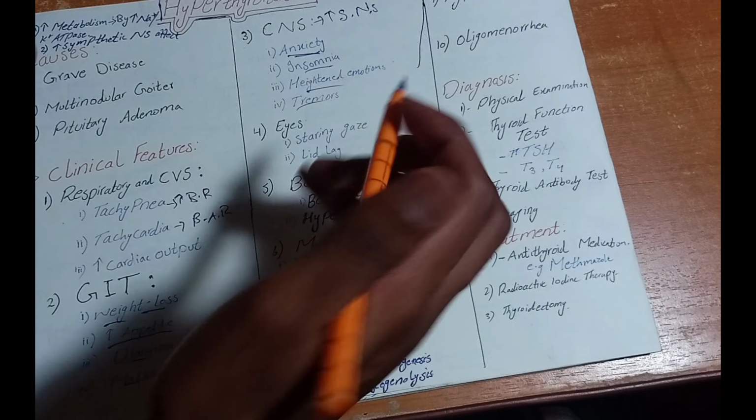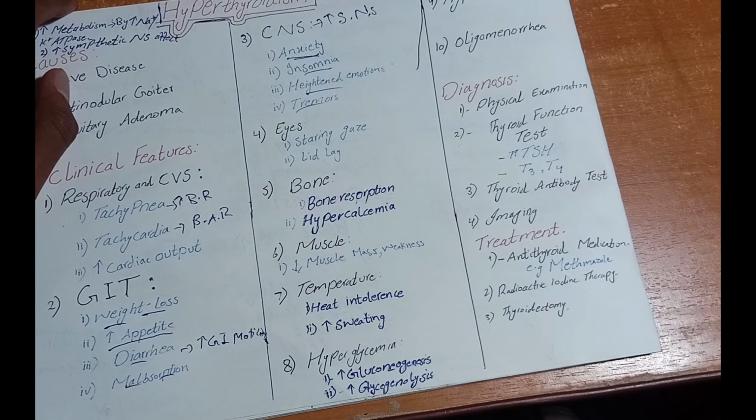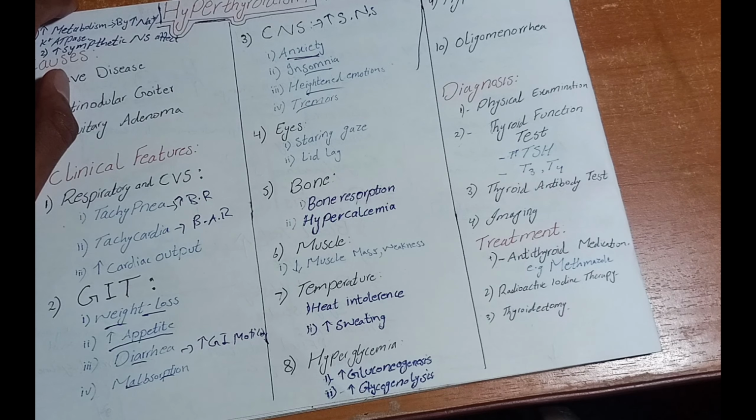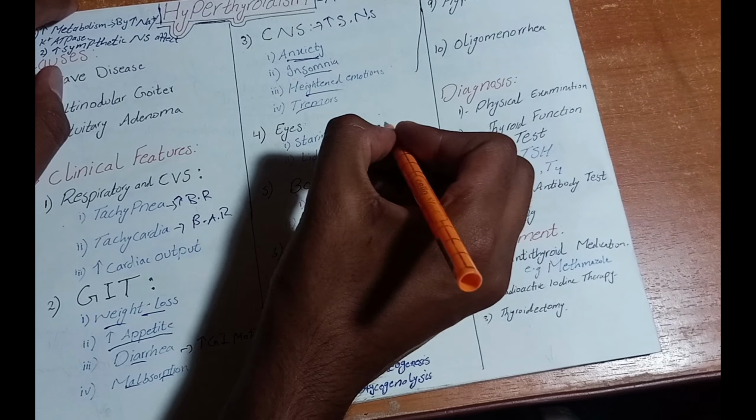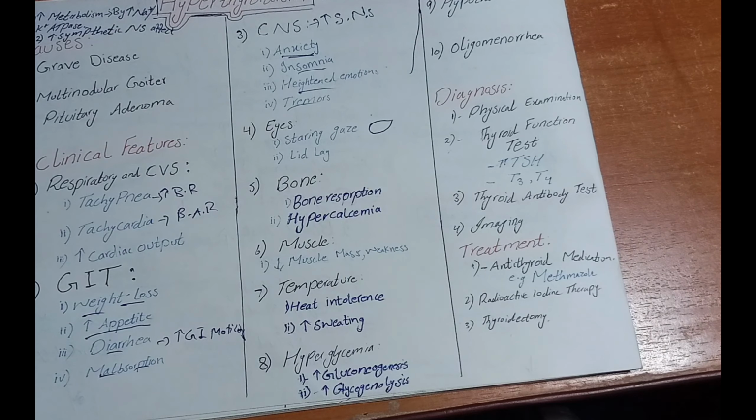Okay, then come to the eyes. On the eyes, symptoms also appear due to the sympathetic nervous system effect, because on the upper eyelid there is a muscle present which we call the levator palpebrae muscle.